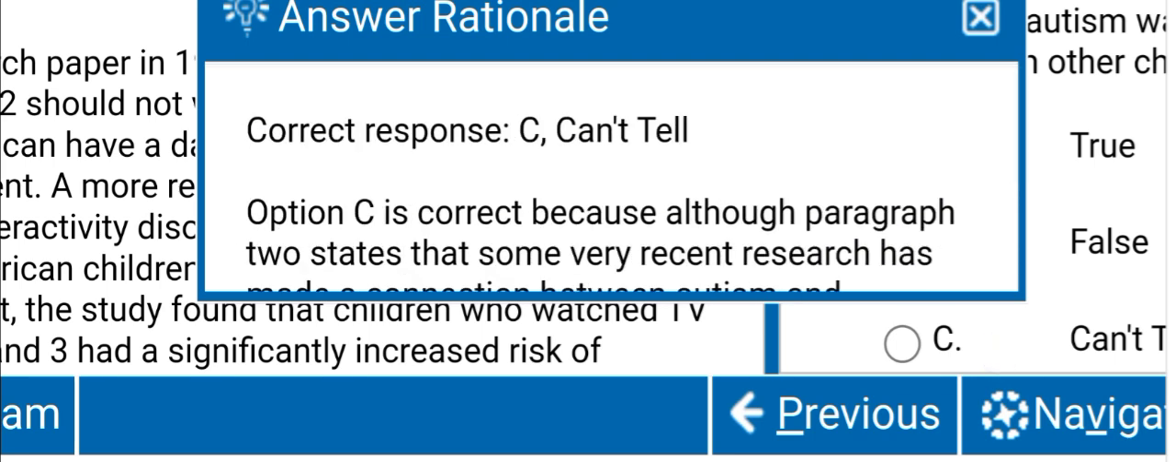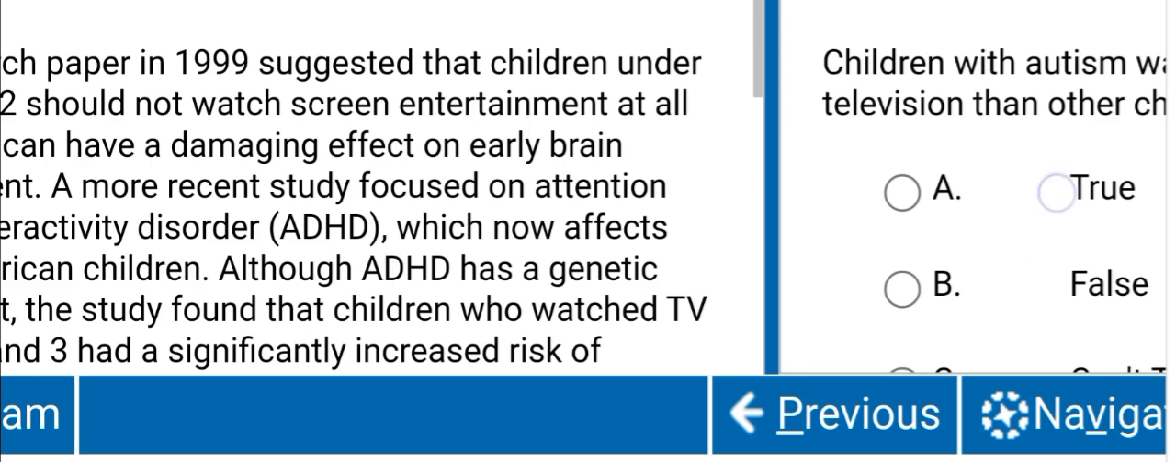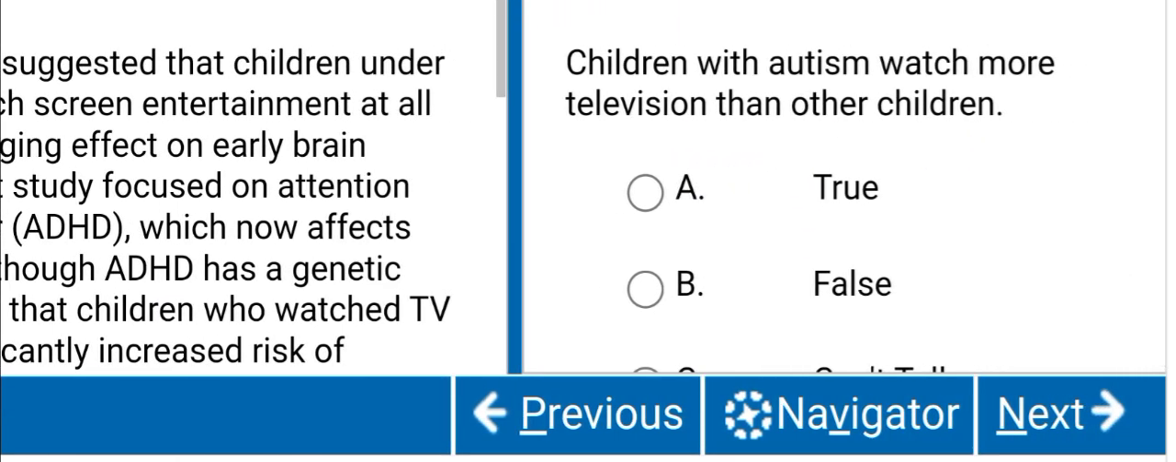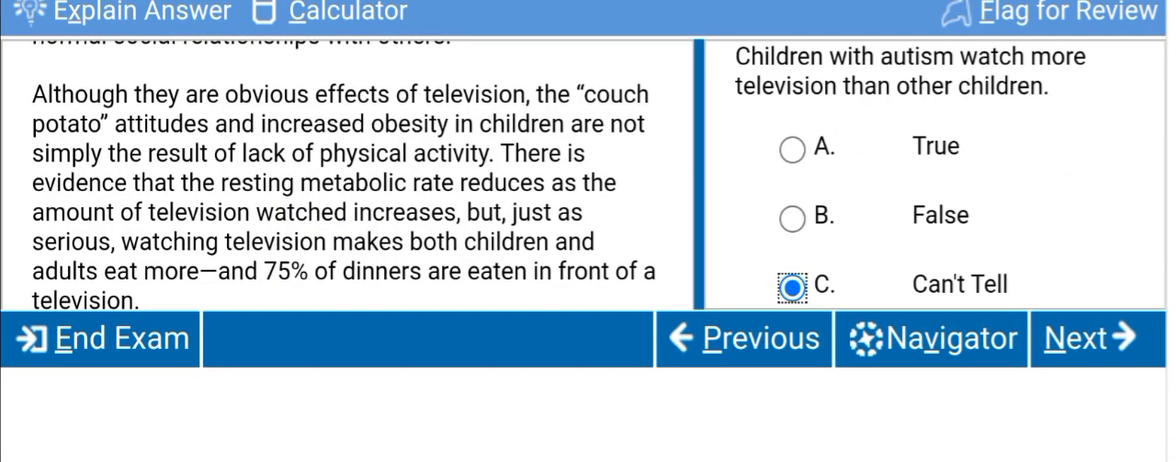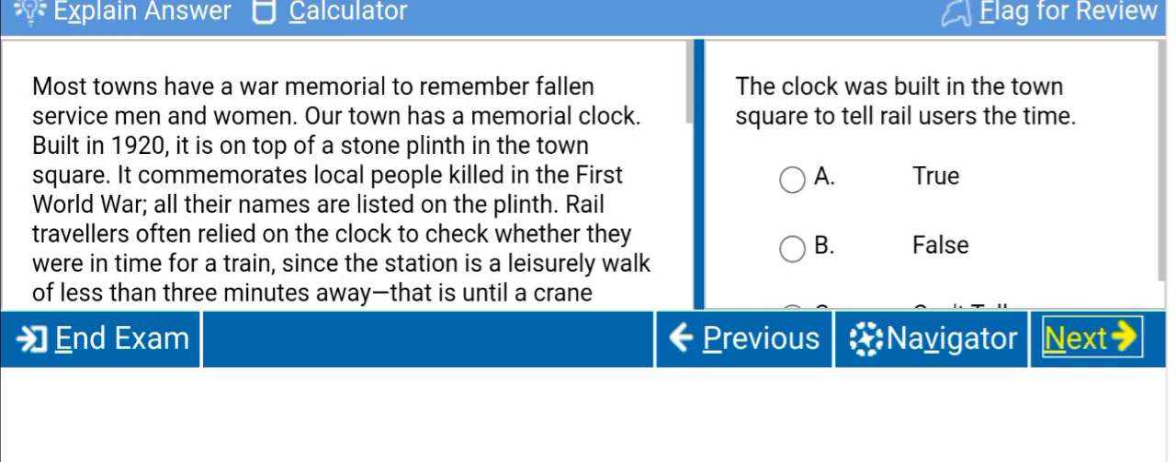So that's why we can't tell whether the statement given above, that children with autism watch more television than other children, is true or not. So that's why we can't tell it. The right option is option C.